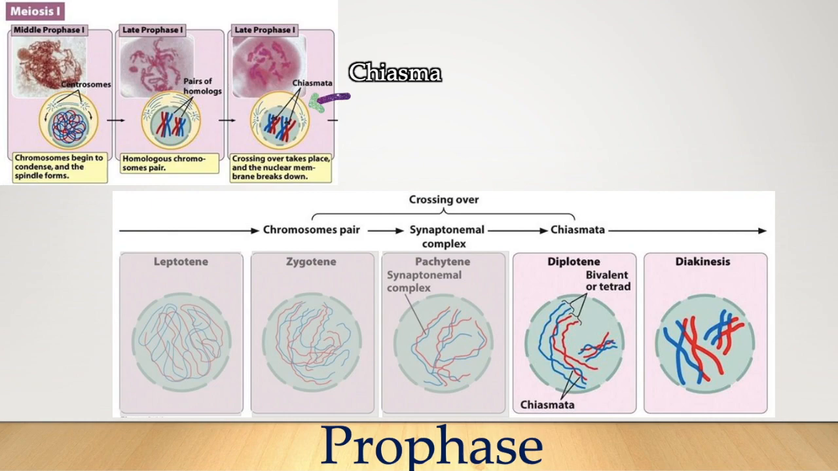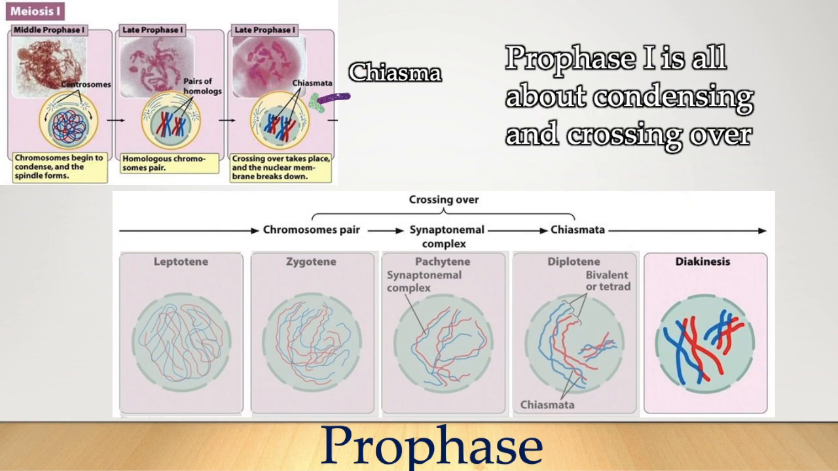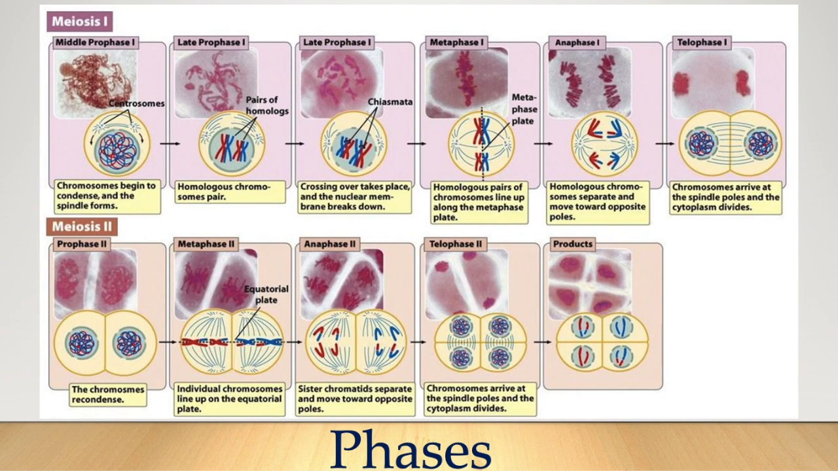of homologous chromosomes. In diplotene, the centromeres of the paired chromosomes move apart, but the 2 homologs remain attached at each chiasma. At the end of prophase 1, the nuclear membrane breaks down and the spindle forms, all in preparation for metaphase 1. So really, prophase 1 is all about condensing and crossing over. Wow, there was a lot going on in prophase 1. The rest of meiosis 1 sounds way more familiar, just like in mitosis.